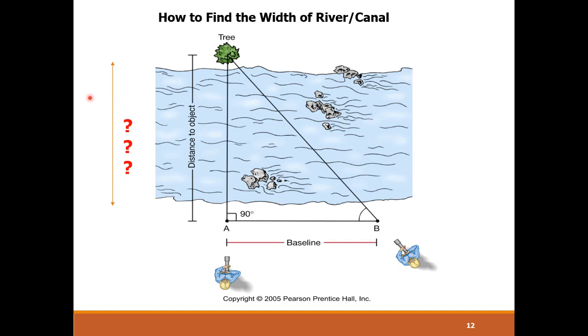Next is how to find the width of a river or a canal. This is the simplest example of trigonometry, in which perpendicular is calculated indirectly. This is the tree. It is a fixed object. First of all, at station A, with the help of a telescope, we sight the tree, and then we set up our instrument station at point B after shifting from point A. Then again sight the same fixed object, and you will get the distance of the object.